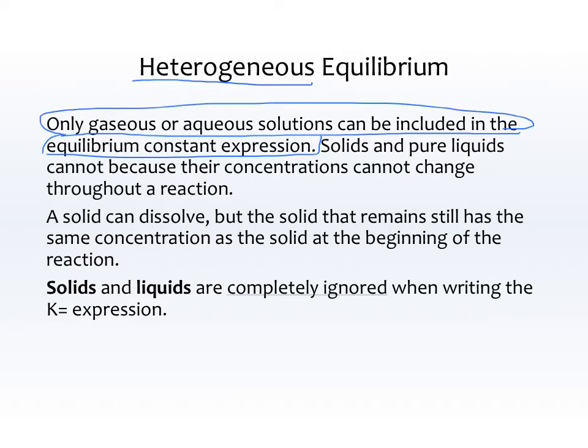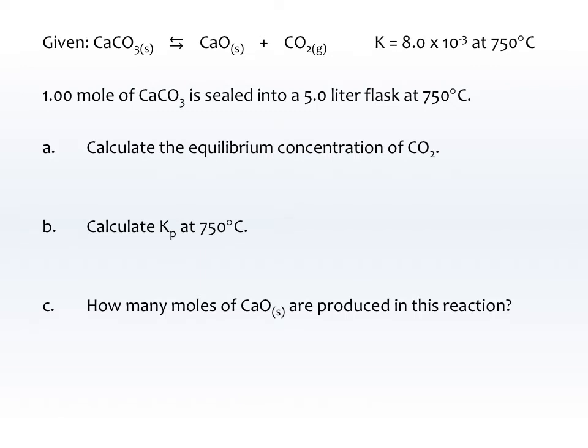Solids and pure liquids cannot because their concentrations don't change throughout a reaction. A solid can dissolve, but the solid that remains will still have the same concentration as the solid at the beginning. So solids and liquids are completely ignored when writing the K equals expression. So if I'm going to look at this reaction, CaCO3 solid makes CaO solid plus CO2 gas, and I'm given the K. Remember when it doesn't say what K it is, that's assumed to be Kc instead of Kp. It's just assumed. So let's write the equilibrium constant expression for this reaction, because before I can find any concentrations, I need an equation to plug it into.